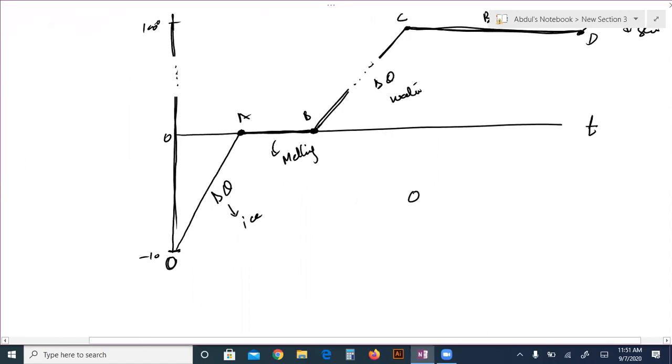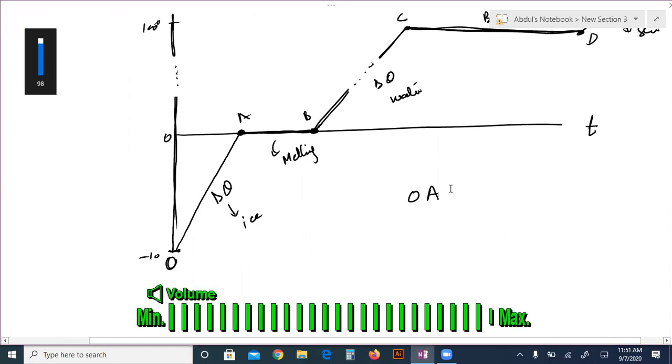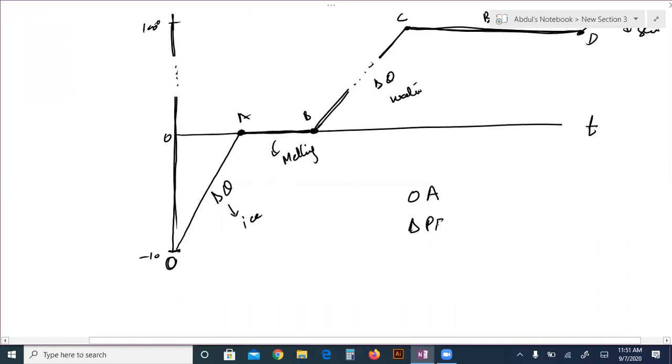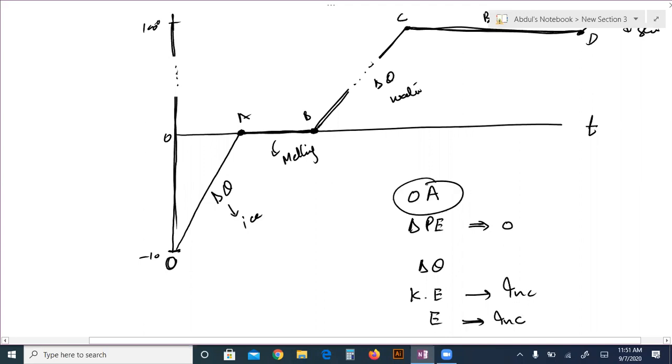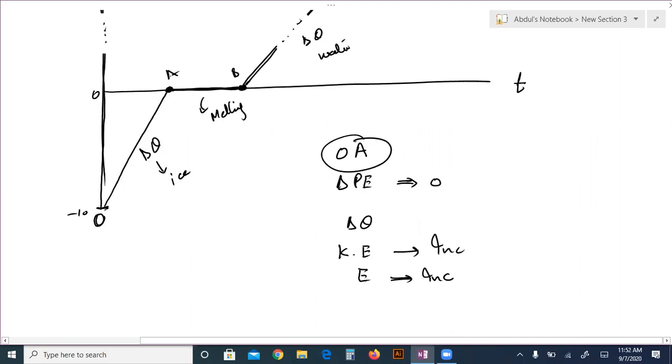Between O and A, state is not changing. So the change in potential energy is 0. Due to change in temperature, kinetic energy increases. So the total internal energy increases. So during this O to A, state is constant, so potential energy change is 0. Yes, they have potential energy, but no increase. Due to increase in temperature, kinetic energy increases.